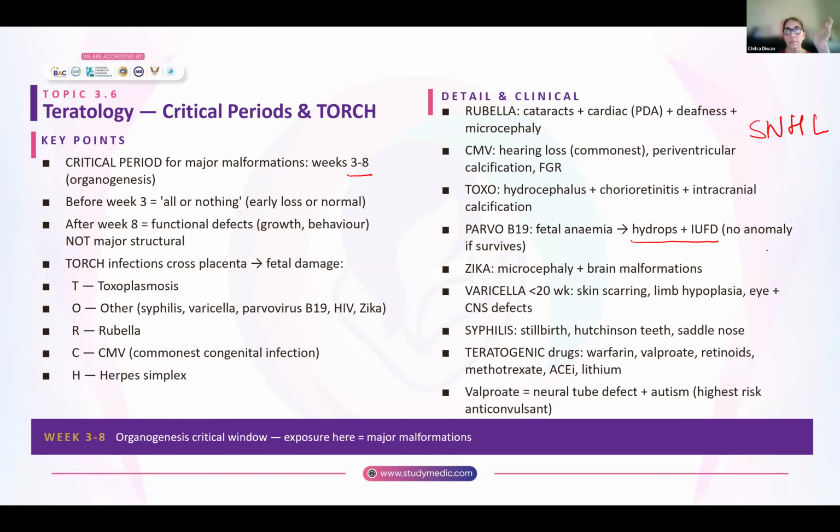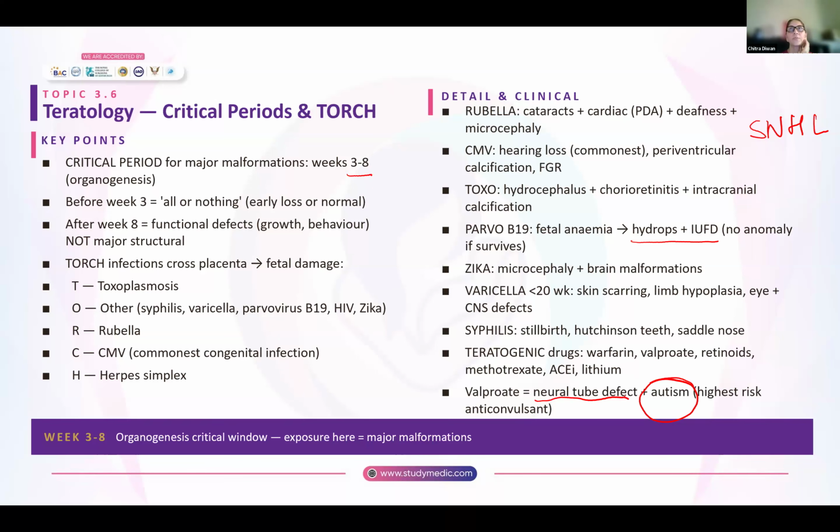Then there are a lot of drugs which are teratogenic. So warfarin, valproate, retinoids, methotrexate, ACE inhibitors, lithium, all these drugs are teratogenic. So that is why we usually avoid them in pregnancy. Remember, valproate has the worst teratogenic profile, and you will normally avoid valproate for any pregnant lady. So any woman with epilepsy, if she is on valproate, it is stopped in the preconceptional period, and she is given some other drug which is baby friendly. Valproate gives rise to neural tube defects, and it can also give rise to autism. So valproate is something that is always avoided in pregnancy.